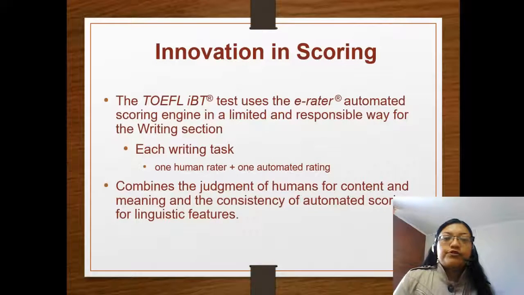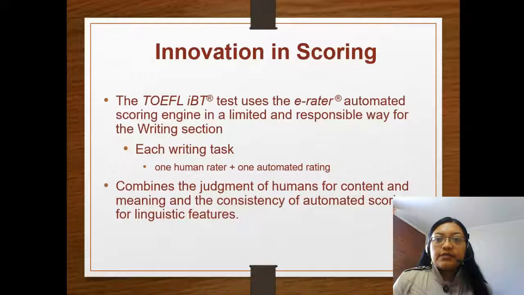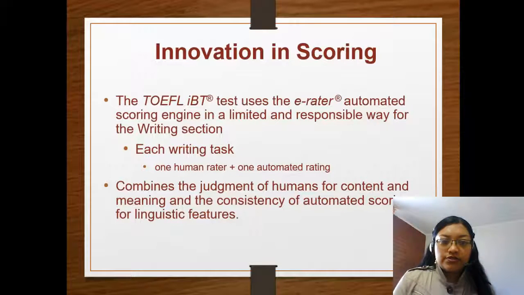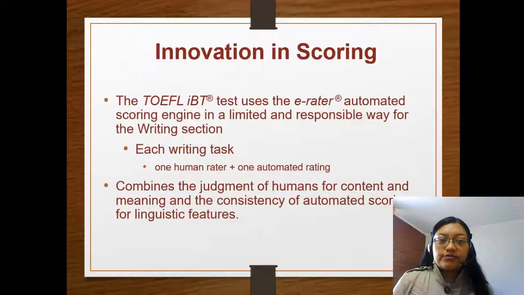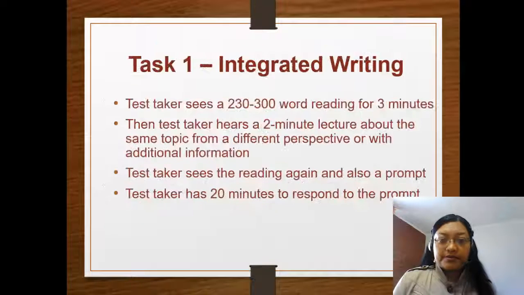Well, this is important for you to know. TOEFL iBT uses the E-rater, which is an automated scoring engine, in a limited and responsible way for the writing section. Each writing task has a human rater and also 1 automated rating. So it's necessary for you to know this. It combines the judgment of humans for content and meaning and the consistency of automated scoring for linguistic features. So you see, technology is advancing very much, that now we have something that automatically can check our papers.